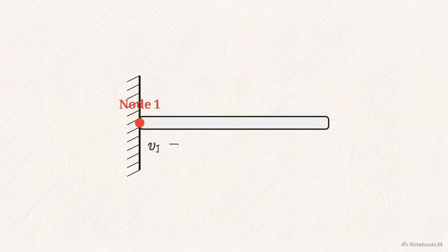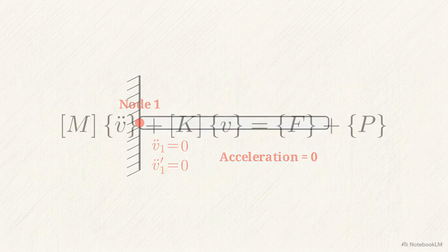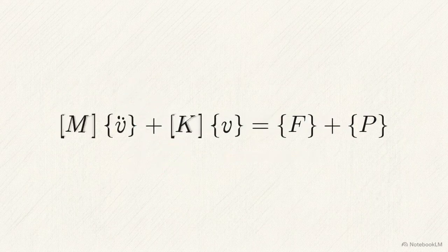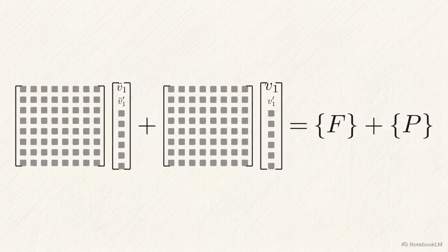At the fixed wall, node 1, displacement is 0 and slope is exactly 0. Because position and slope never change, their second time derivatives must also be exactly 0. Acceleration is 0. We can now return to our unreduced 8x8 global matrix to execute the necessary matrix surgery.